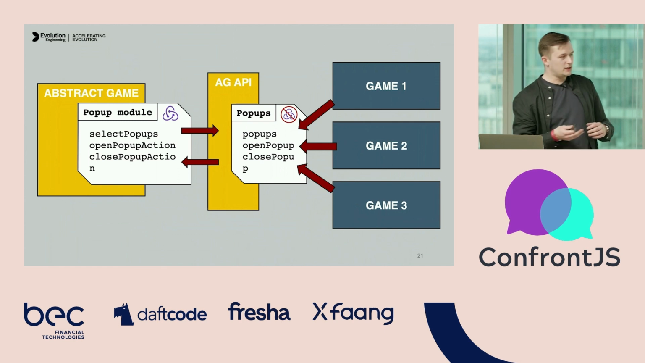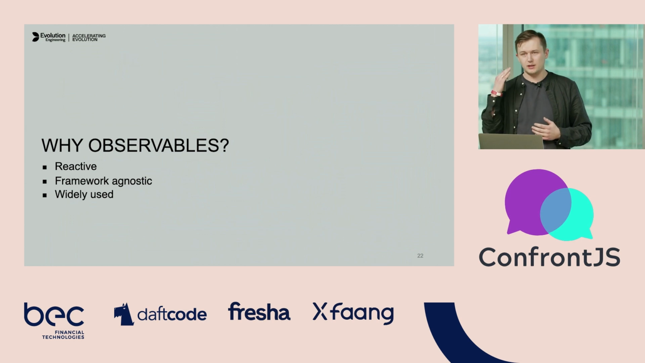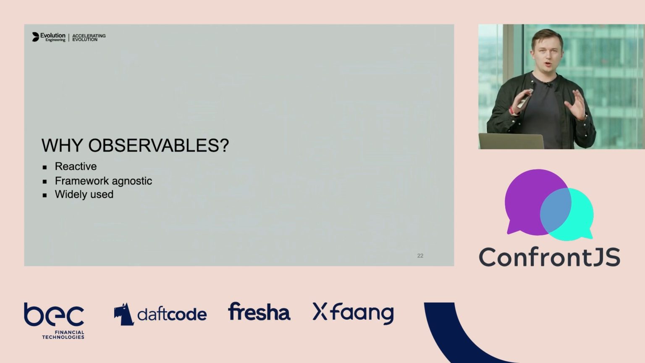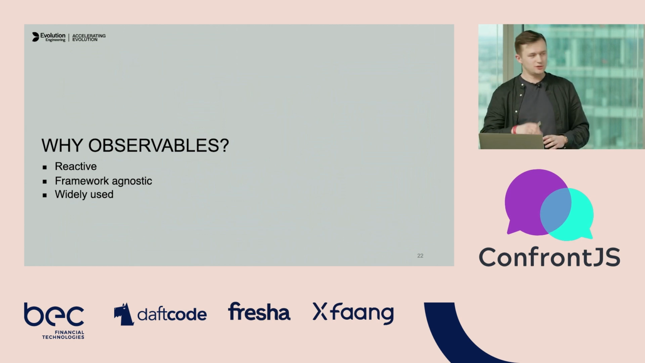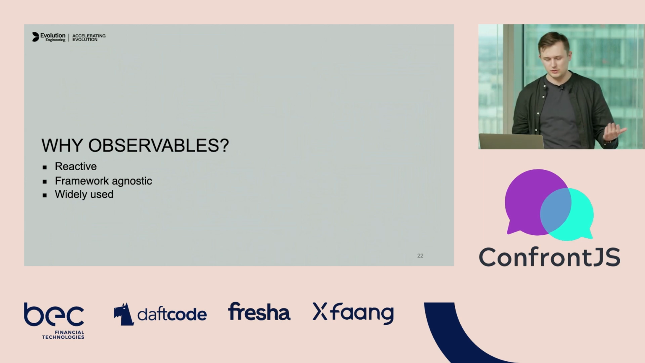So why did we choose observables? Well, it was simple. By the way, we made our own home-baked solution for observables and used them to represent the values. Because, well, they are reactive, they are framework agnostic. This is the most important thing for us in this case. And observables are very widely used, so whoever comes and wants to use the abstract game API will be familiar with them.